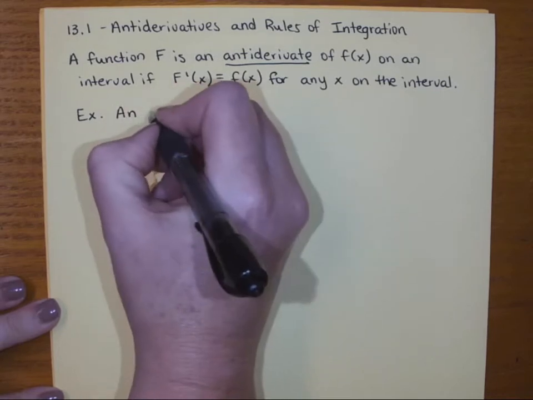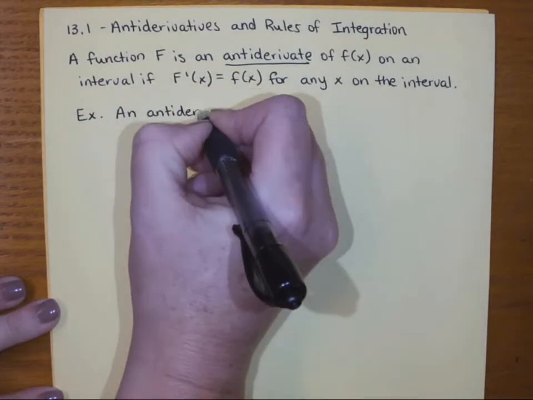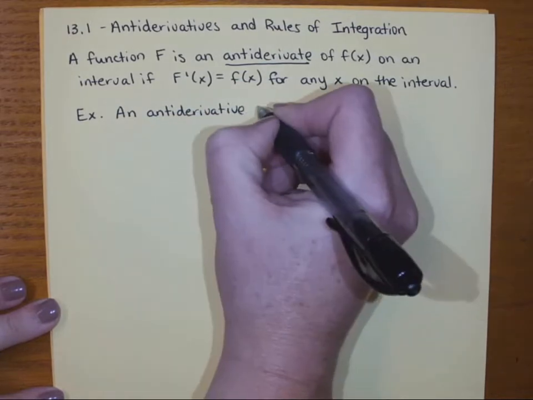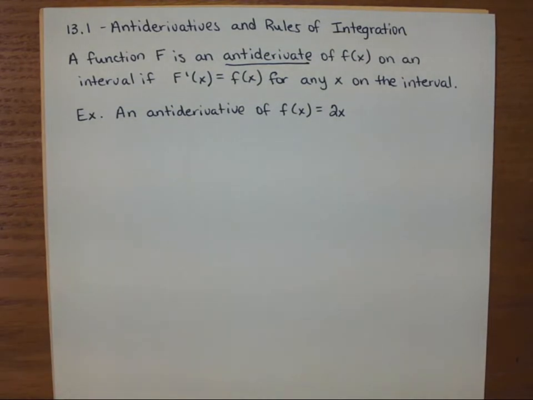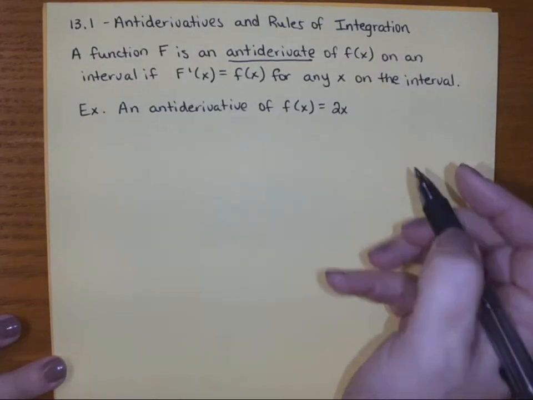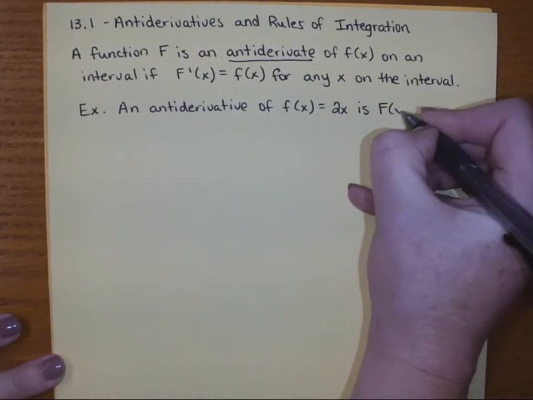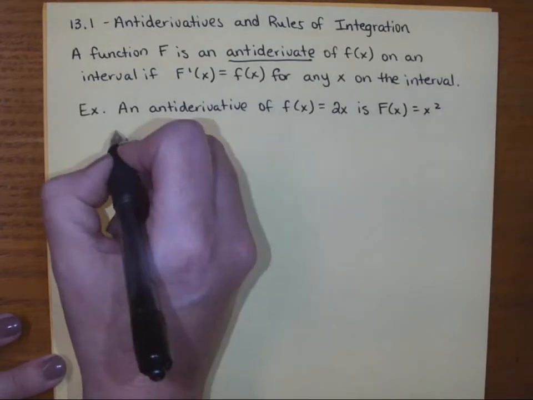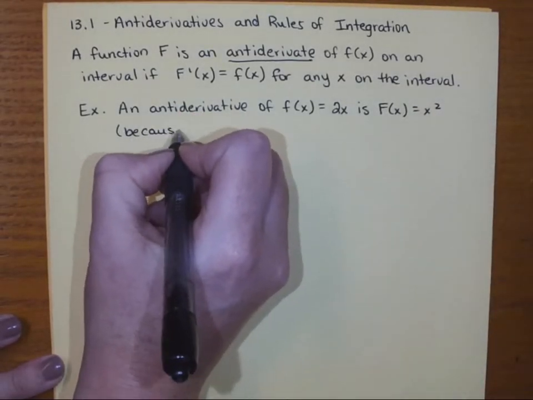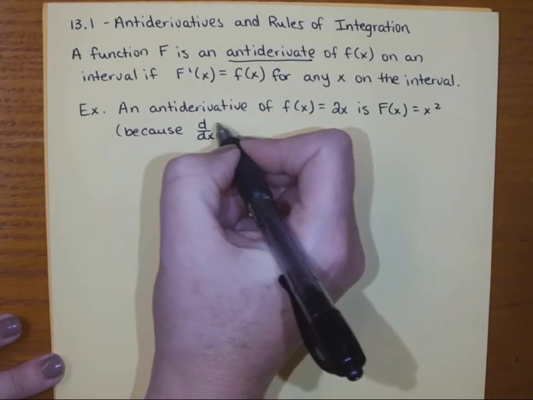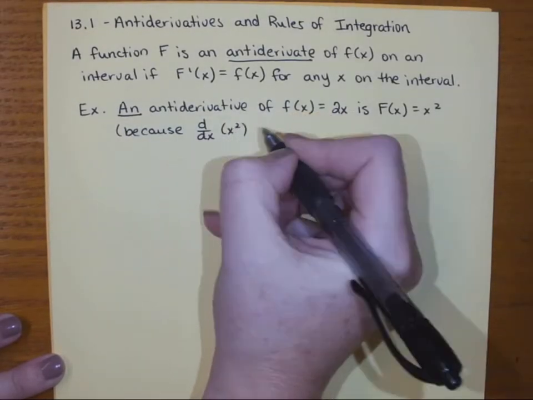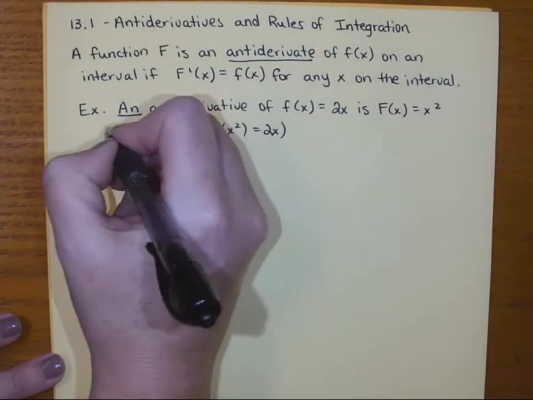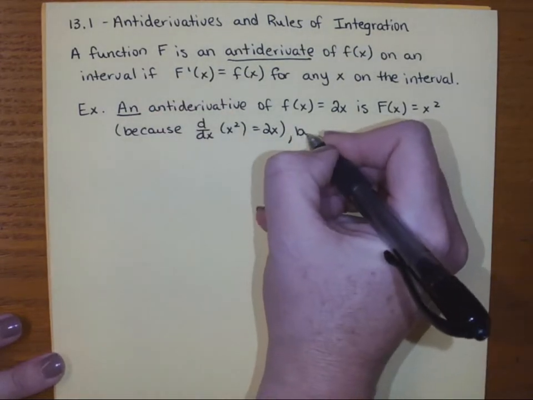So first of all, an antiderivative of f of x equals 2x. So you're thinking of something, what would a function look like that when you took the derivative of it, your answer would be 2x. Okay, so notice F of x could be x squared. Okay, and I say could be because there's actually multiple things it can be. But the reason this one is an antiderivative, okay, keyword being an, meaning there's more than one, is when you take the derivative of x squared, you get for a result 2x. But this is just one answer.